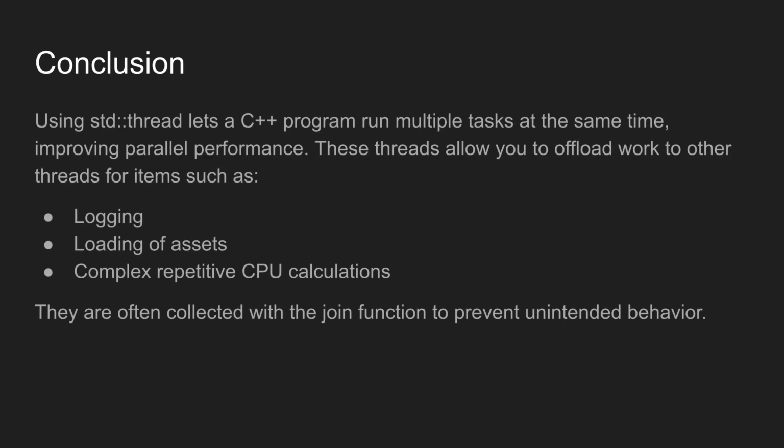In conclusion, using std::thread allows C++ programs to run multiple tasks simultaneously, significantly enhancing parallel performance. These threads are excellent for offloading tasks like logging, asset loading, or complex repetitive CPU calculations. The join function is often used to ensure proper thread collection and prevent unintended behavior.